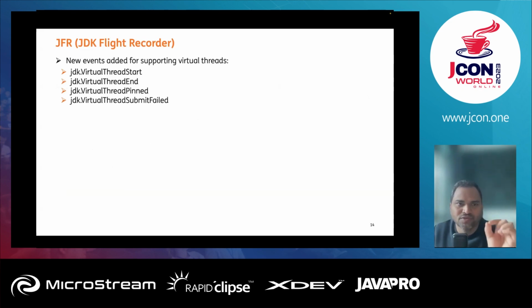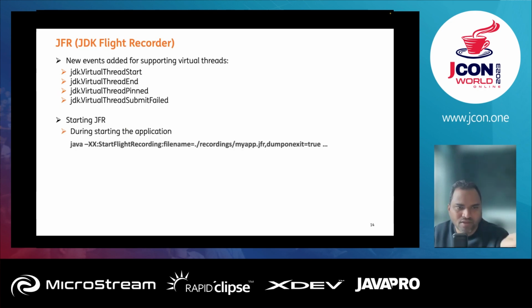In order to support virtual threads, JFR now has 4 new events. Actually, it supports more than 180 events. And with virtual threads, we have 4 new events: thread start, thread end, thread pinned, and thread submit failed. Thread start and thread end are not enabled by default, so you have to do something to enable them. Thread pinned and thread submit failed are enabled by default.